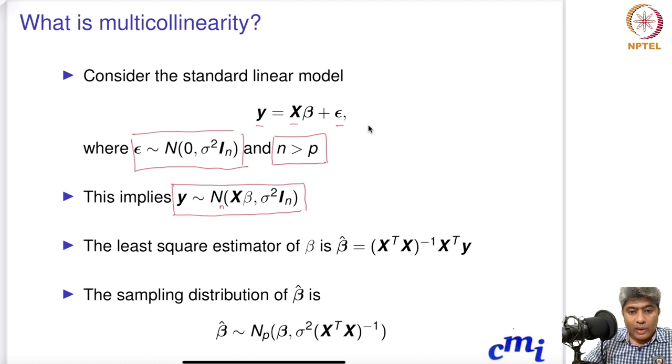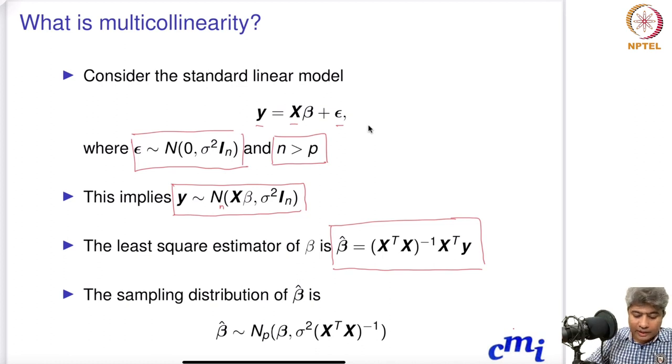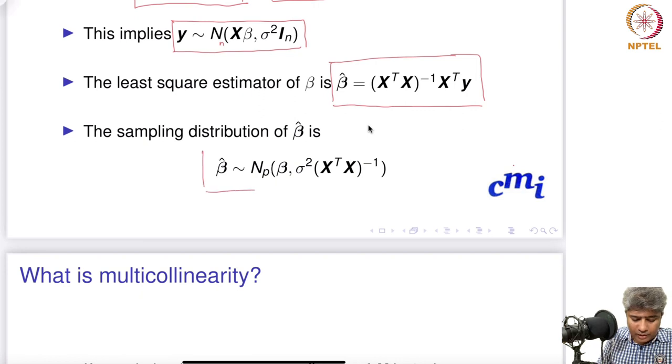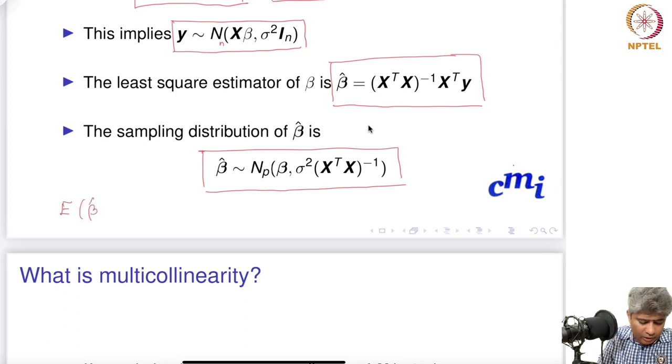The least squares estimator of β will be β hat, which is (XᵀX)⁻¹Xᵀy. Now, in the previous lecture we also discussed that β hat follows a p-variate normal with mean the expectation of β hat, which is β, and variance of β hat is σ²(XᵀX)⁻¹.